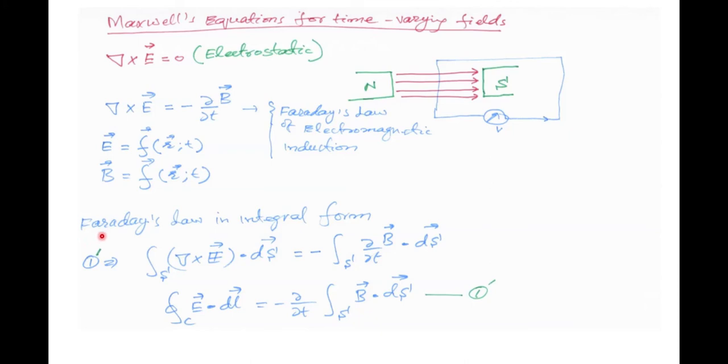Now let us see how to write Faraday's law of electromagnetic induction in integral form. Apply surface integration to this equation on both sides, and then use the Stokes theorem. The Stokes theorem replaces the open surface integration of the curl of the E field by the contour integration of the E field, which is equal to minus partial by partial t of the surface integration of B dot ds. So this is how to write Faraday's law of electromagnetic induction in integral form.